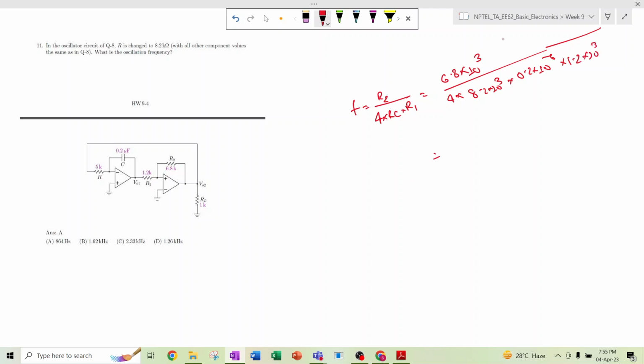Okay. So now what is happening? This 10 to the power 3 and 10 to the power 3 cancel out. And now if we calculate the value, 6.8 divided by 4 into 8.2 into 10 cube into 0.2 into 1.2 into 10 to the power minus 6. Yeah, so it will come as 0.864 kilohertz. So that refers to 864 hertz. So the correct answer will be option A. Same thing, right?